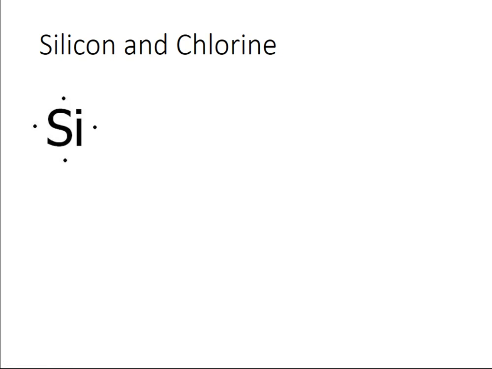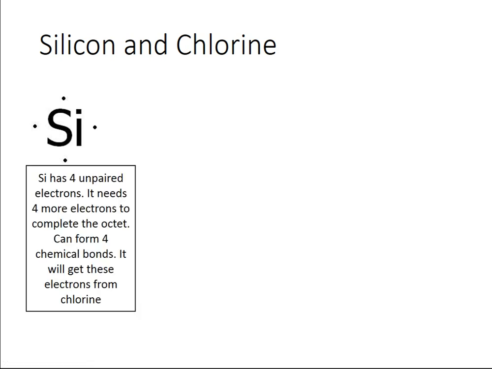Silicon and chlorine. Silicon is in group 4, so it has 4 valence electrons. These are the outer shell electrons, and these electrons do not pair. So silicon has 4 unpaired electrons. It needs 4 more electrons to complete the octet, that is to have 8 electrons on its outer shell.